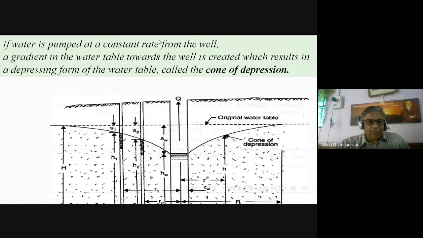If the water is now pumped out at a constant rate from the well, the cone of depression will be formed. A gradient in the water table towards the well is created, which results in a depressing form of the water table called as the cone of depression.